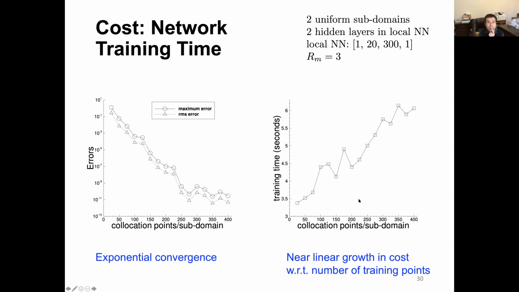This is computed using, again, two subdomains with two hidden layers in the neural network. That's the maximum errors. As a function of the collocation points, we see exponential convergence and saturation. And here, that's the network training time. As a function of the collocation points, there's a near linear growth in the computational cost.